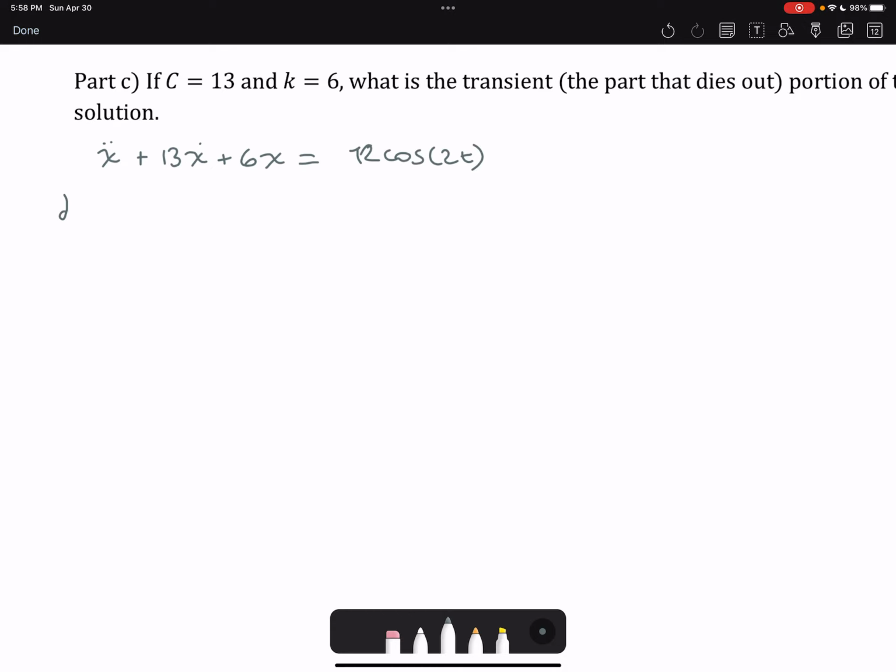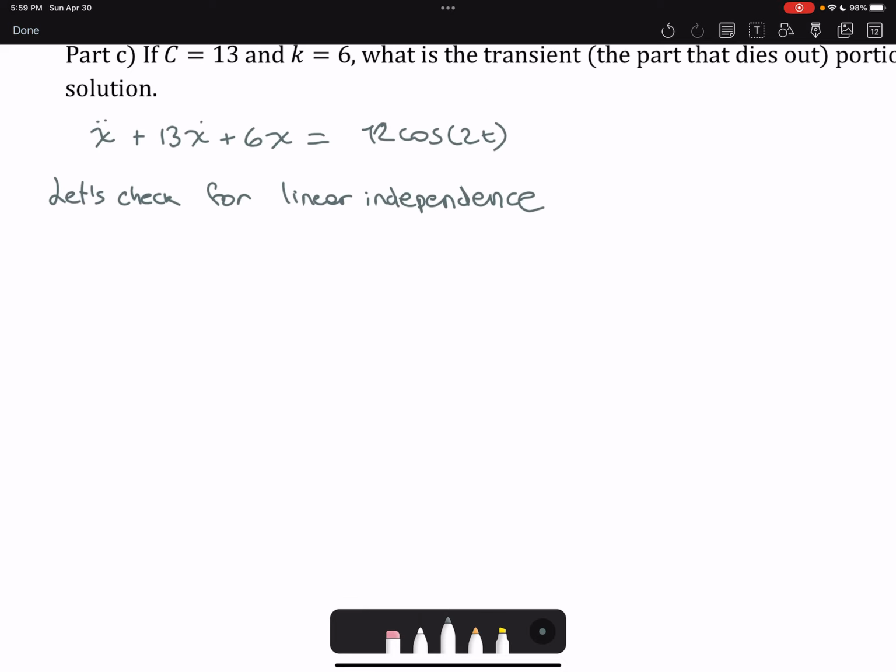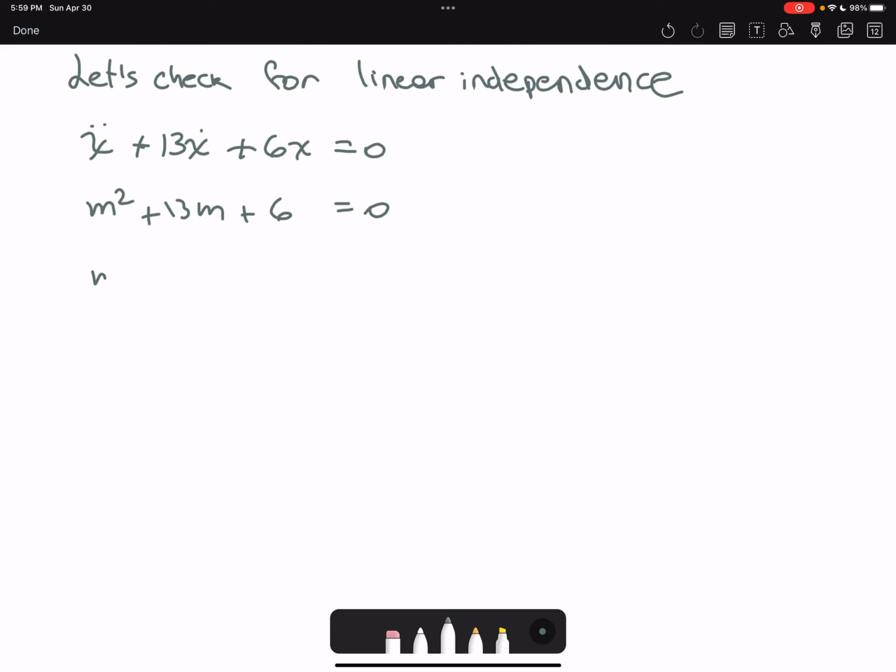Now let's solve the homogeneous. Let's check for linear independence. So we have to solve the homogeneous. We can say this. So what are two numbers that multiply together to equal 6 and added together equal 13?